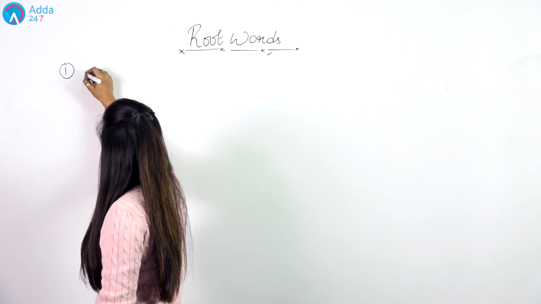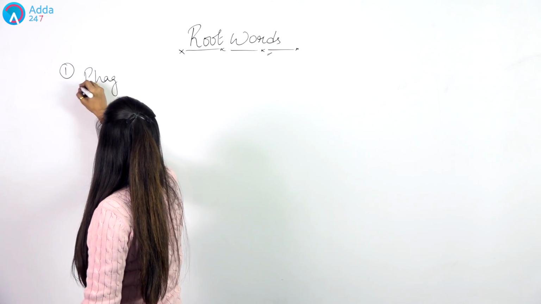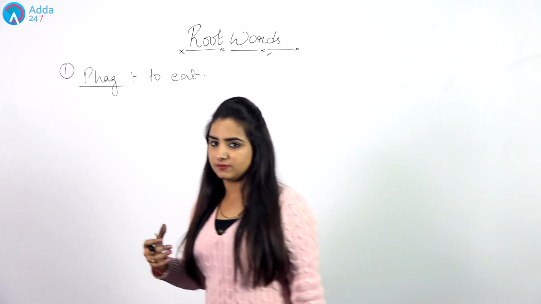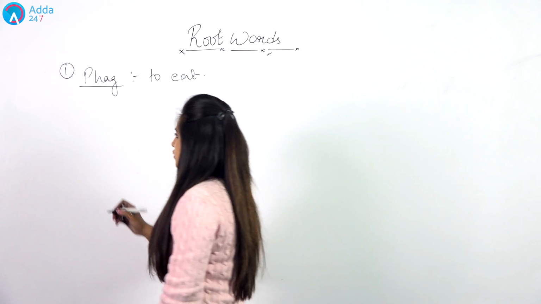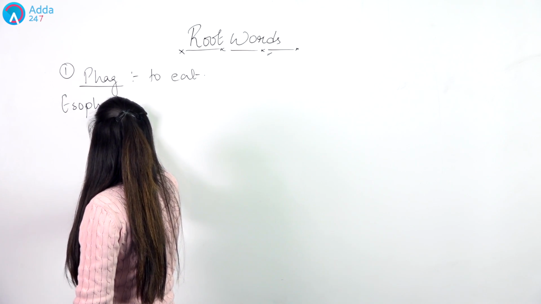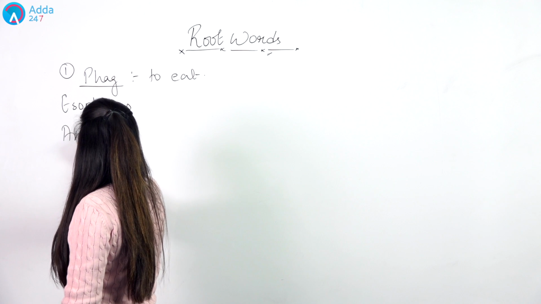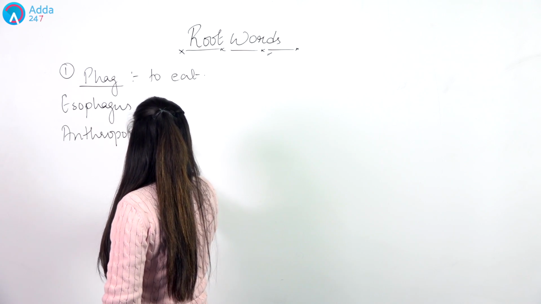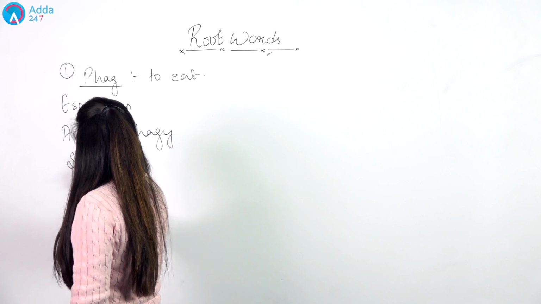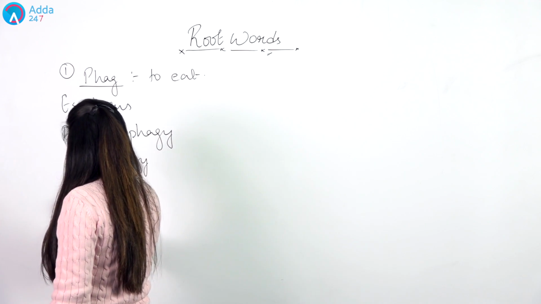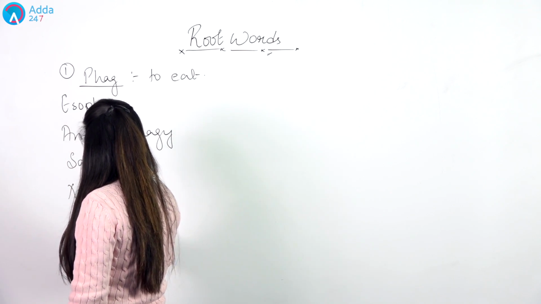The first root for today is PHAG, pronounced fag. This actually means to eat something, to have something, to consume something, right? So you can make a lot of words out of it, like esophagus is one of them. We have anthropophagy. We have sarcophagy. We have xylophagus.